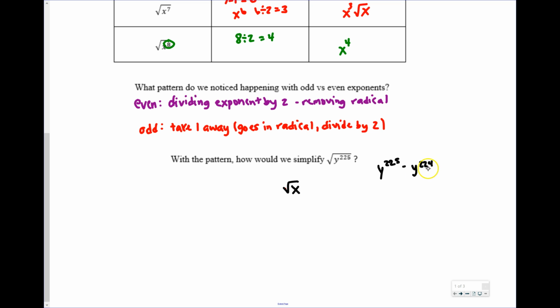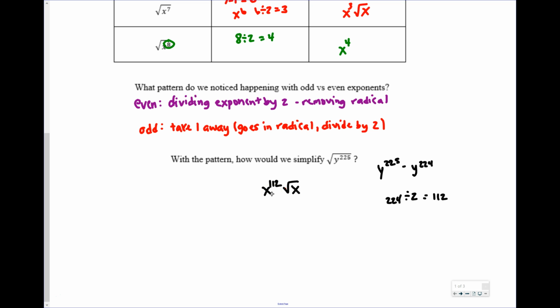So I have to take that 224 and divide it by 2. That's going to give me 112. So that is my new exponent on the one that goes outside. So I took 1 away from 225 and put it in the house. With what was left over, I divided it by 2 and made that my new exponent on the one outside.